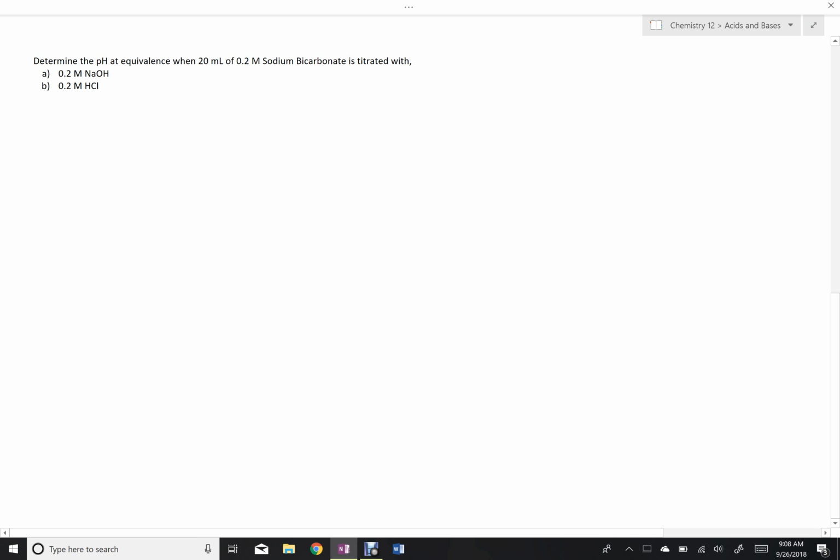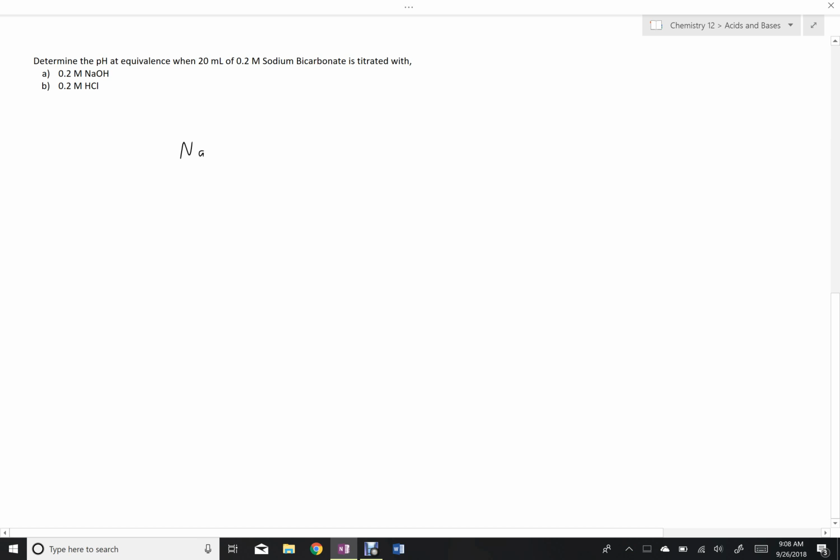Okay, as I discussed, I'm going to talk now about what happens if I get sodium bicarbonate, the amphiprotic substance, to act as an acid or a base in this titration, by titrating it in case 1 with NaOH and in case 2 with 0.2 molar HCl.